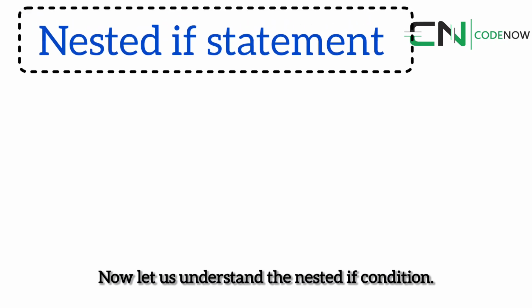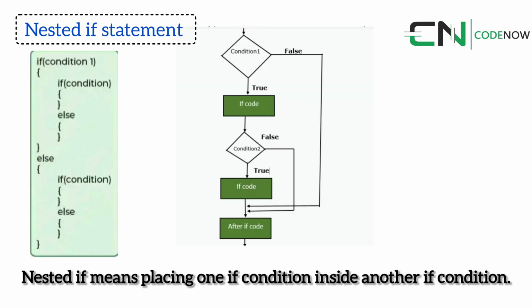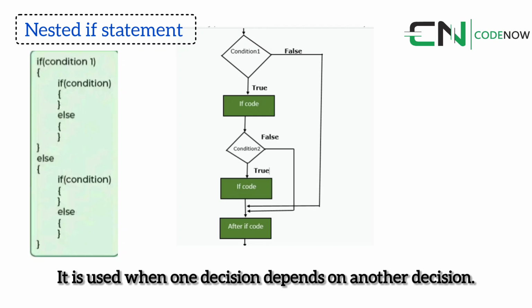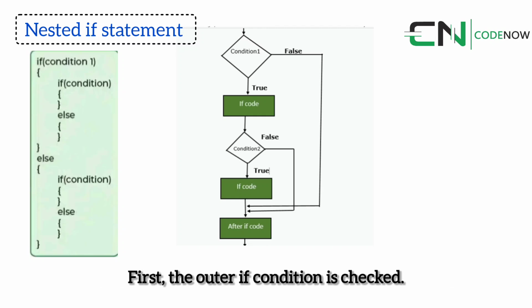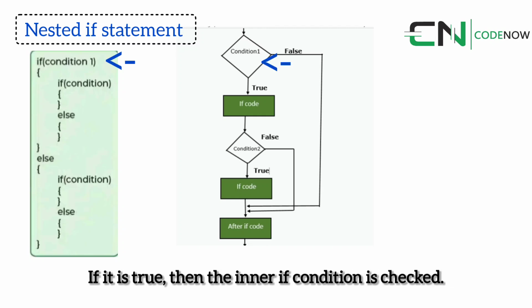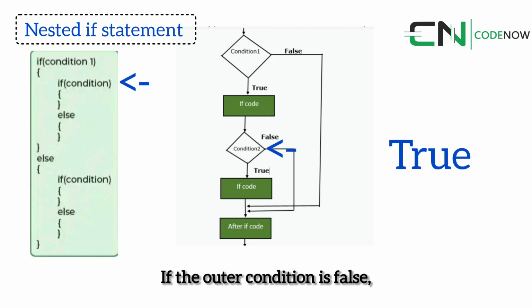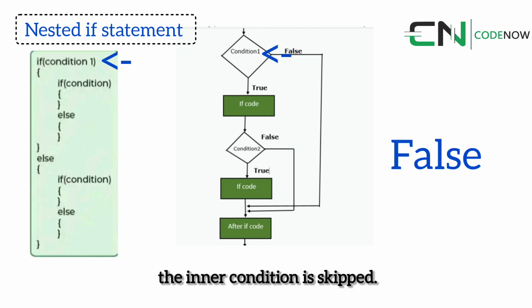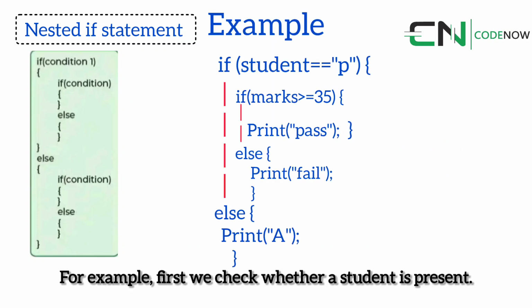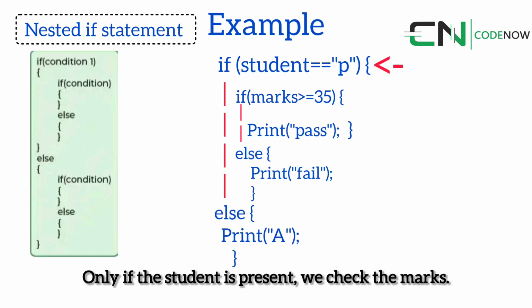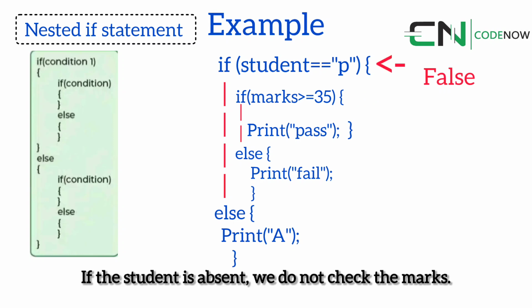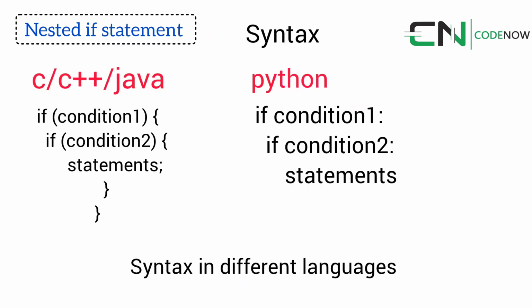Now let us understand the nested if condition. Nested if means placing one if condition inside another if condition. It is used when one decision depends on another decision. First, the outer if condition is checked. If it is true, then the inner if condition is checked. If the outer condition is false, the inner condition is skipped. For example, first we check whether a student is present. Only if the student is present, we check the marks. If the student is absent, we do not check the marks.